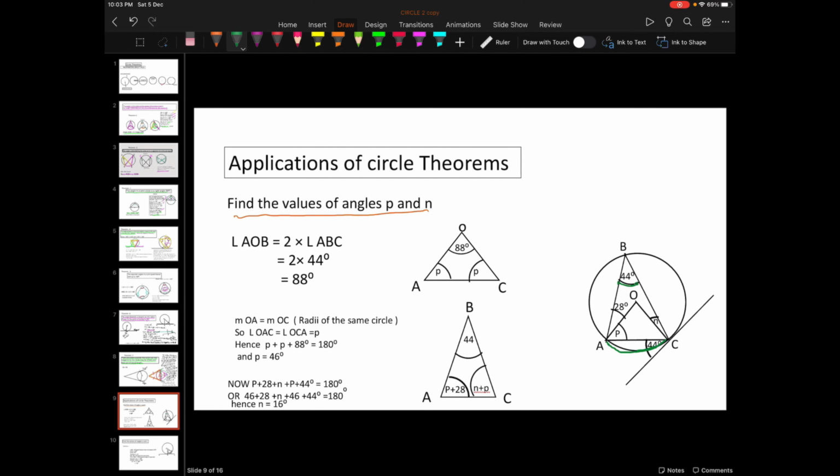Arc AC is making two angles, one at the circumference and the other at the center of circle. The value of angle at the circumference is 44 degree. So the value of the angle at the center should be 88 degree, according to the circle theorem.